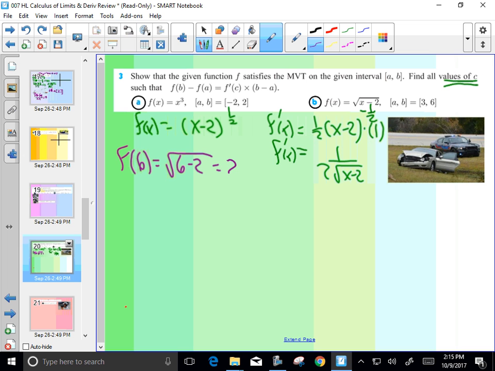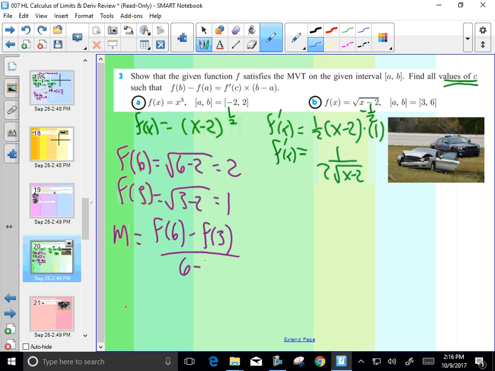Square root of 4 is 2. What is f of 3? Is 1. Okay, the slope of f of 6 minus f of 3 over 6 minus 3 is going to be, oh, it's just going to be 2 minus 1 over 3. I get just 1/3. That's my slope of the 2 points on the endpoints, a, b.